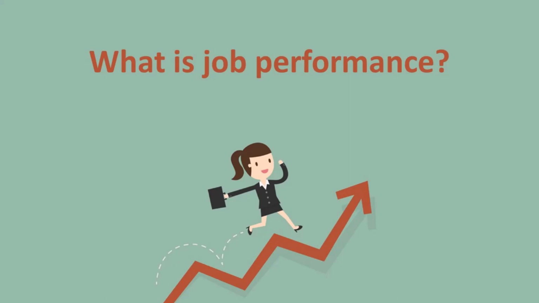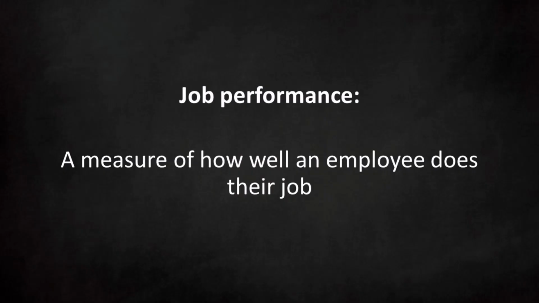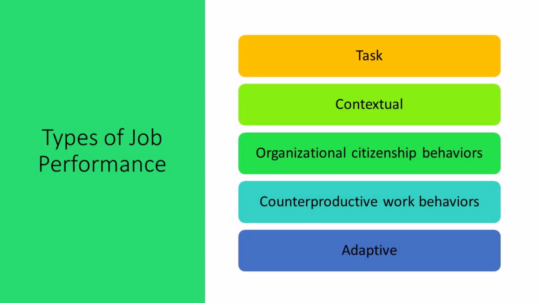What is job performance? It's a measure of how well an employee does their job. You'll learn about several types of job performance in this video. When we measure performance, we focus on employees' observable behaviors, those that are relevant to the job and the organization's goals. We also focus on the job-relevant aspects that are directly under employees' control.